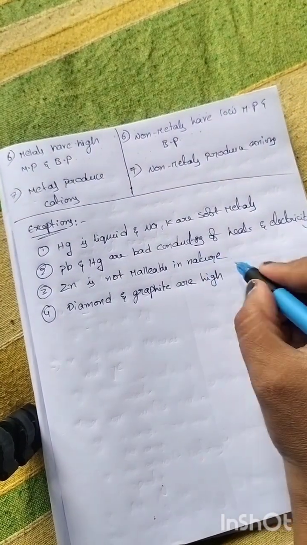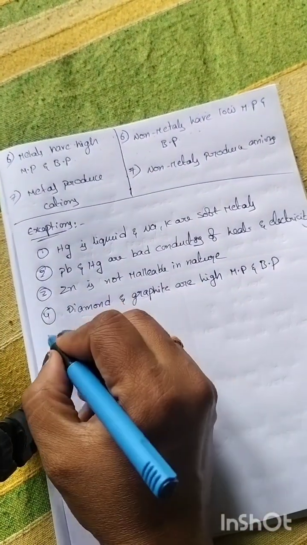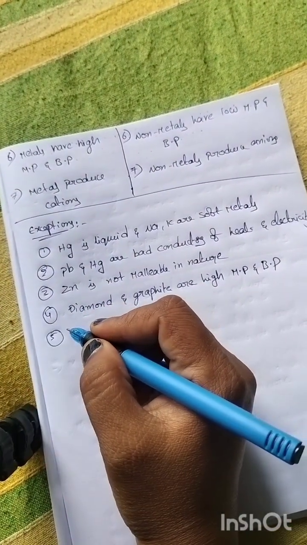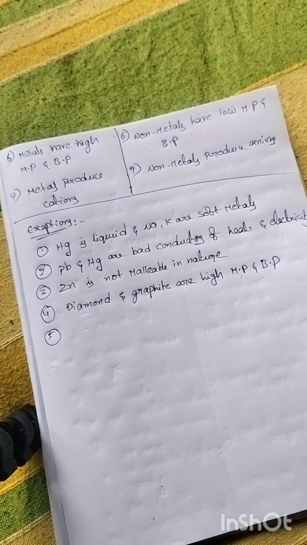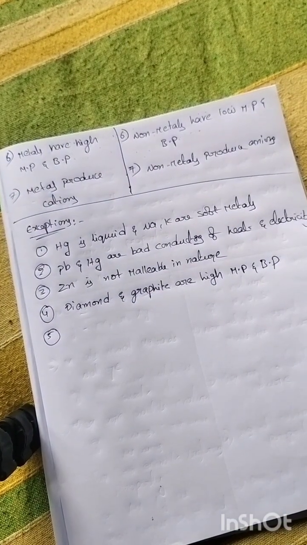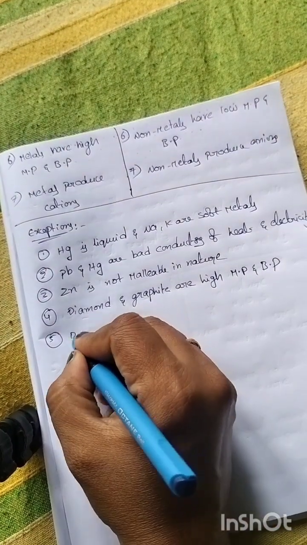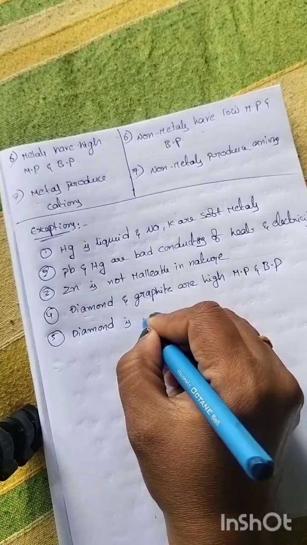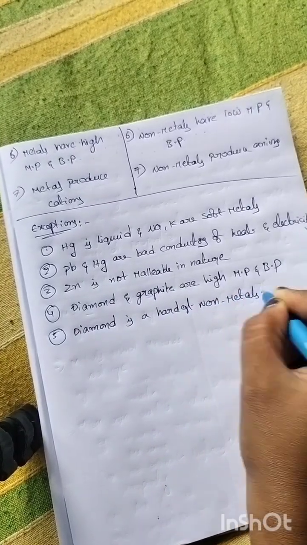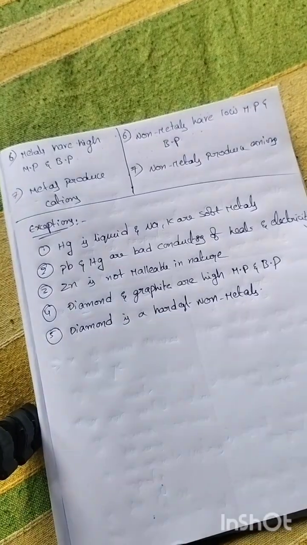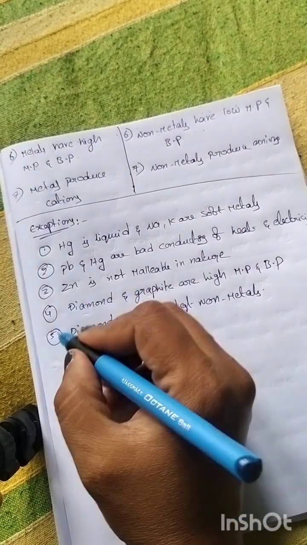Next, the fourth exception is that diamond and graphite have high melting and boiling points. Diamond and graphite are under the category of non-metals. Generally non-metals have low melting and boiling points, but diamond and graphite have high melting and boiling points because these are hard non-metals. These two are the allotropes of carbon. Next, the fifth exception point is that diamond is the hardest non-metal. This is the fifth exception point.